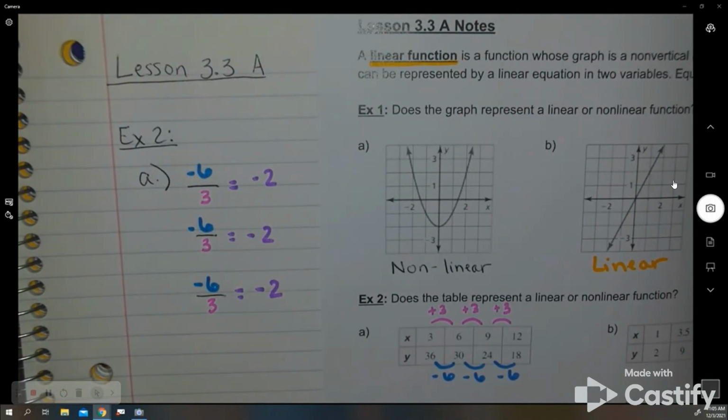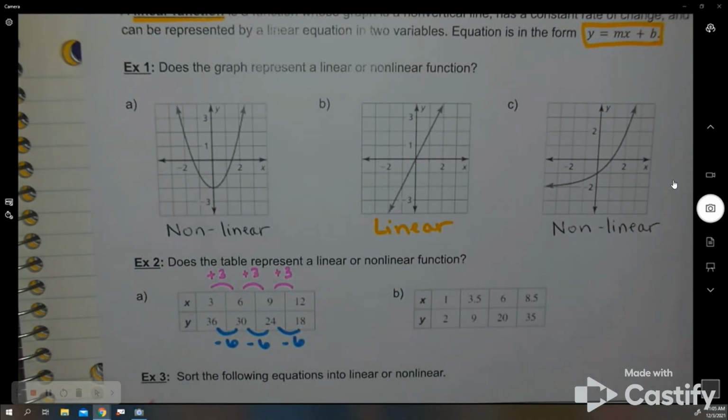If these fractions simplify to the exact same number, that means we do have a constant rate of change. That constant rate in this case is negative 2. And therefore, this is a linear relationship right here.